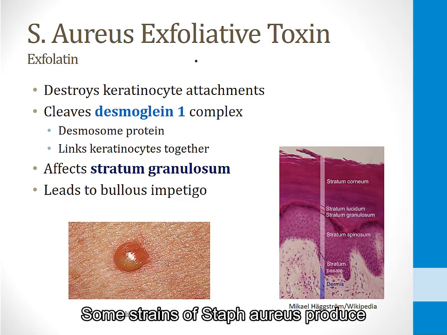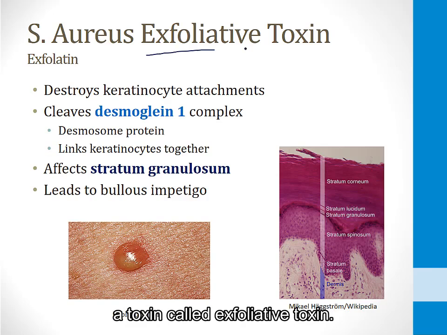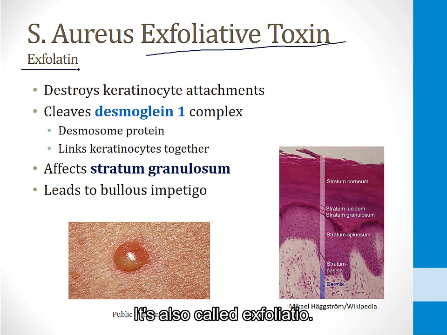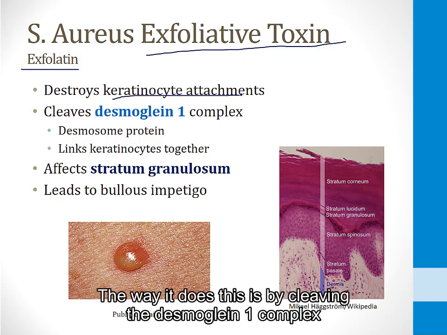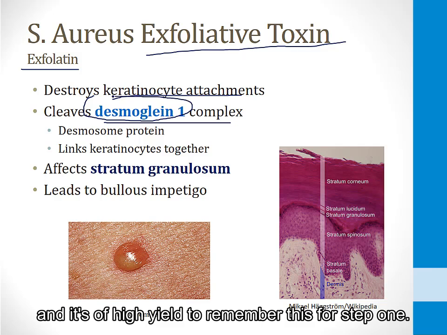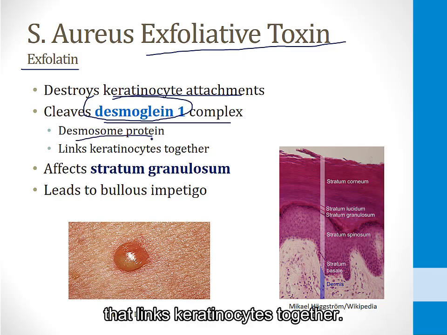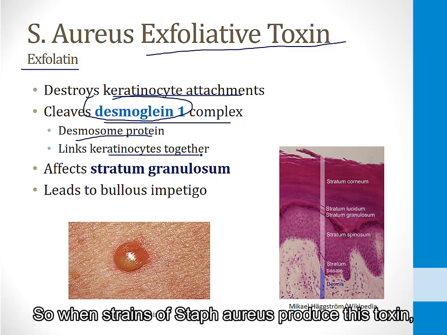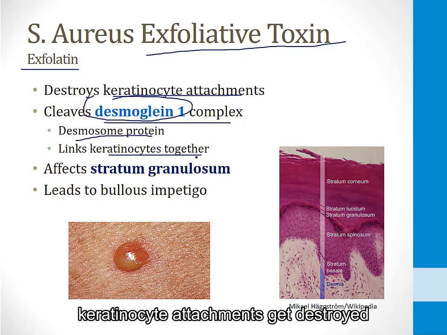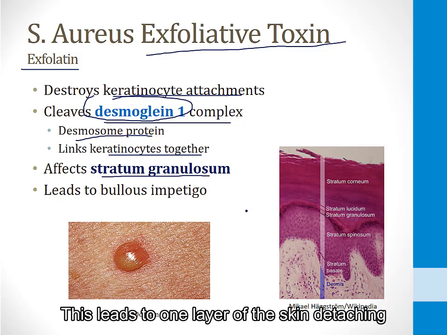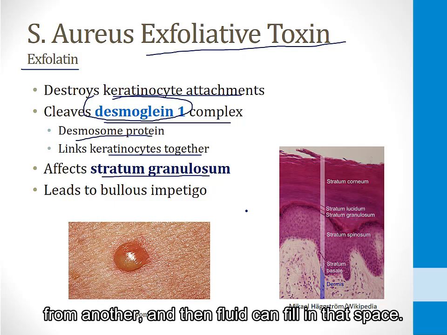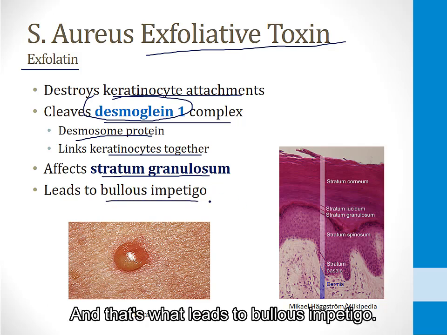Some strains of Staph aureus produce a toxin called exfoliative toxin. It's also called exfoliatin, and this toxin destroys keratinocyte attachments. The way it does this is by cleaving the desmoglein 1 complex, and it's high yield to remember this for step 1. This is a desmosome protein that links keratinocytes together. So when strains of Staph aureus produce this toxin, keratinocyte attachments get destroyed in the stratum granulosum. This leads to one layer of the skin detaching from another, and then fluid can fill in that space, and that's what leads to bullous impetigo.